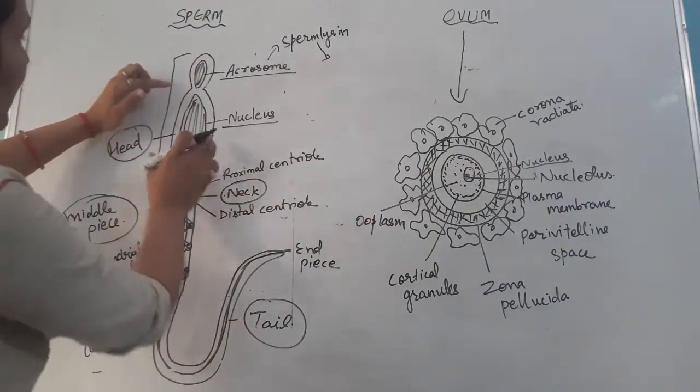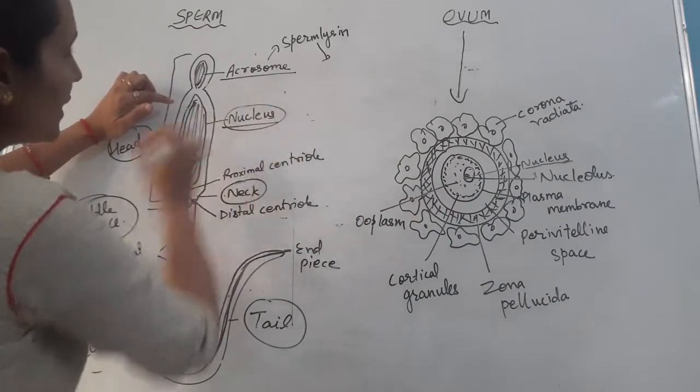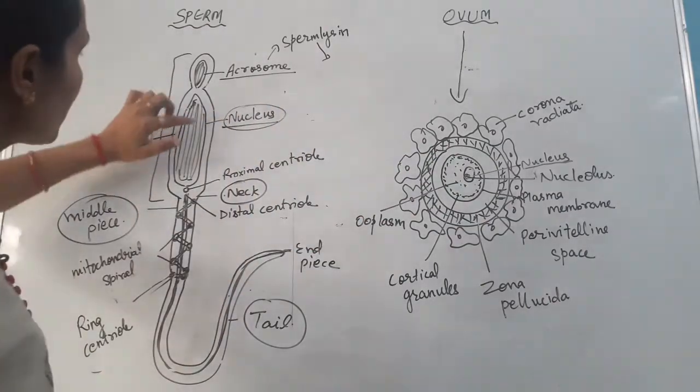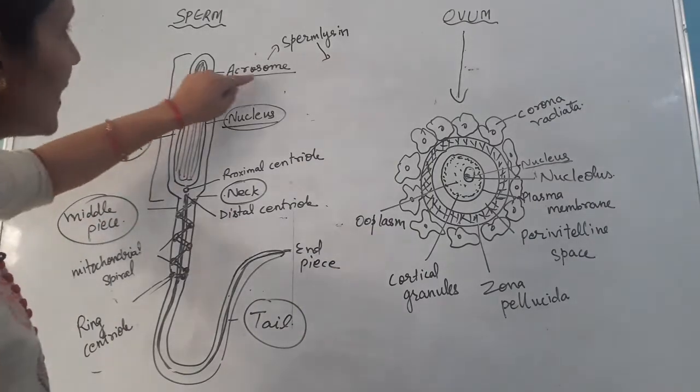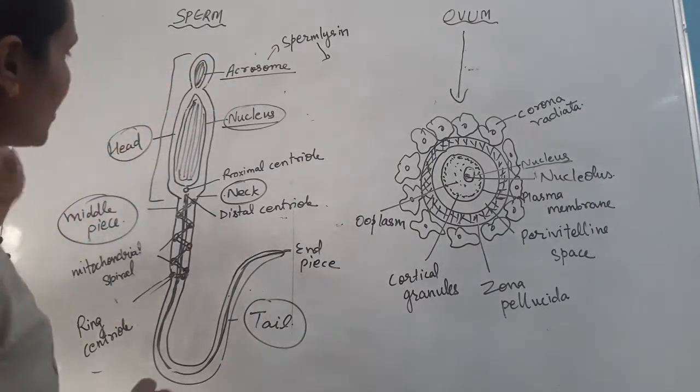Next, the head region also comprises the nucleus. This nucleus is present here. It is large in size and placed just behind the acrosome in the head region.